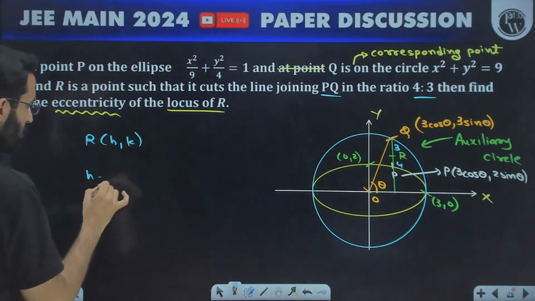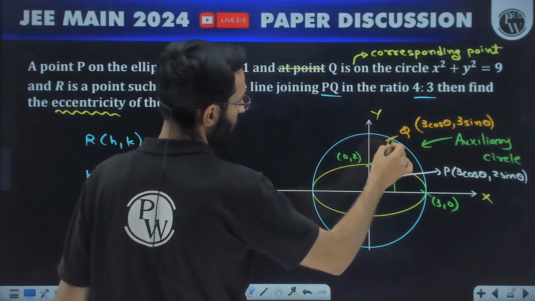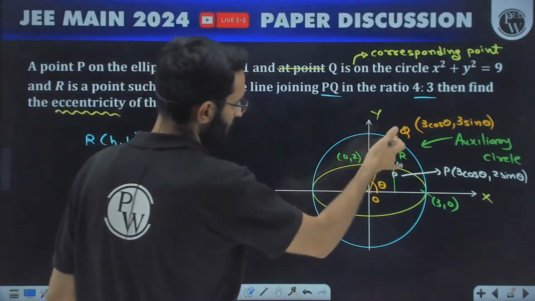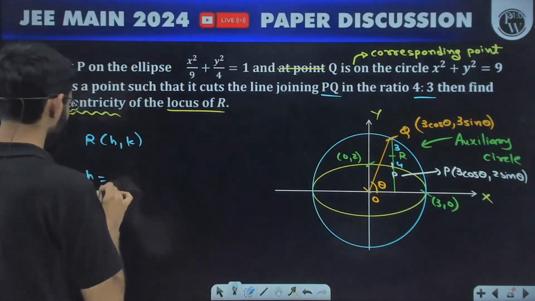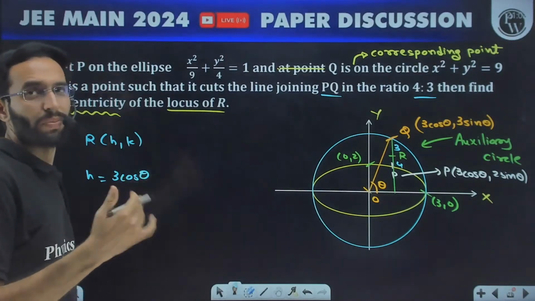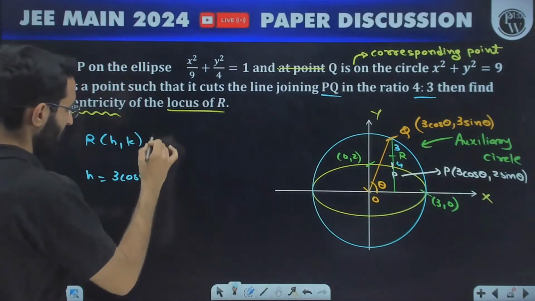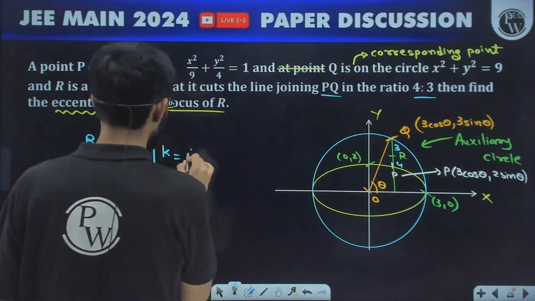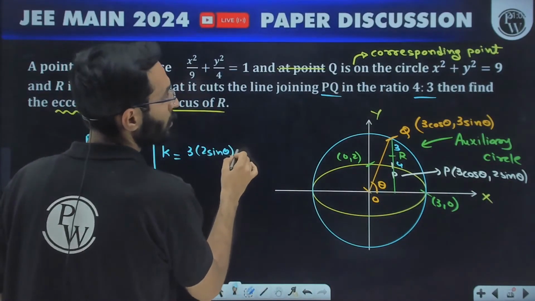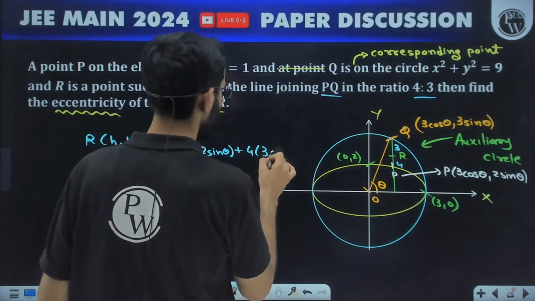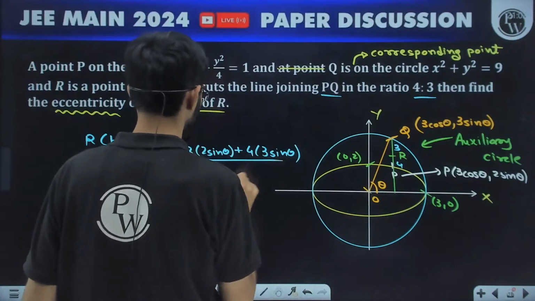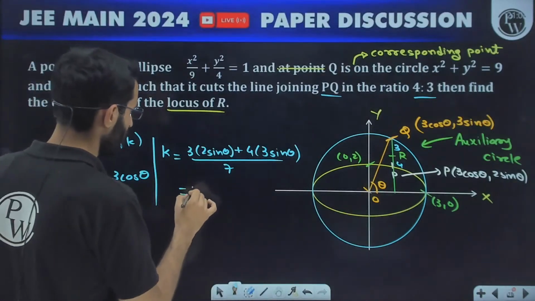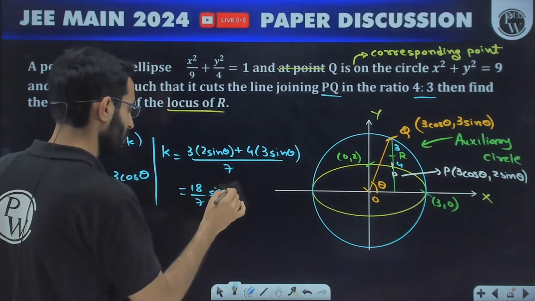Right. This h will become (3 times 3 cos theta plus 4 times 3 cos theta) upon 7, or simply its x coordinate will become 3 cos theta only. So you can write h directly as 3 cos theta because it will become 7 by 7 and get cancelled. Now here, k will become (3 times 2 sin theta plus 4 times 3 sin theta) upon 3 plus 4, 7. 3 twos are 6, 4 threes are 12, 12 plus 6, 18 by 7 sin theta. This is the value of k.